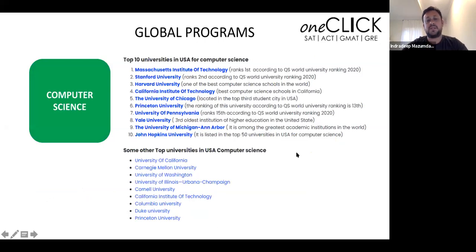All right, the top 10 universities in the US for computer science. These are just my views along with some other rankings: MIT, Stanford, Harvard, Caltech, and it goes all the way to Johns Hopkins, and some other universities which are not ranked within the top 10. So I've not looked at just one ranking. I've looked at, broadly speaking, where people want to go for computer science.